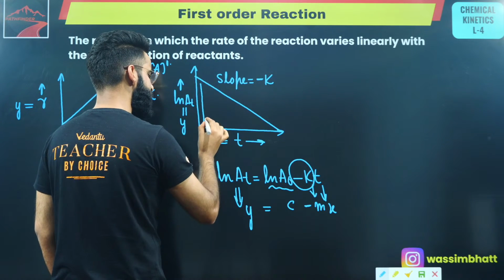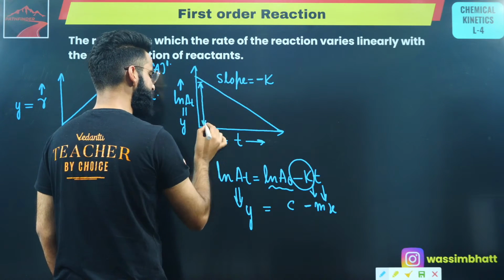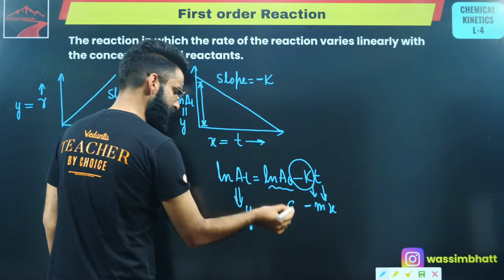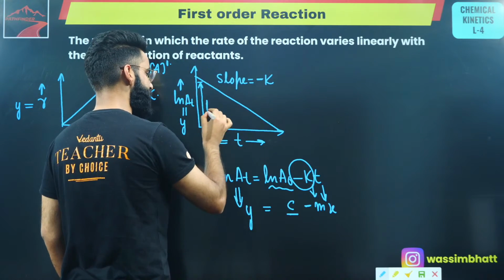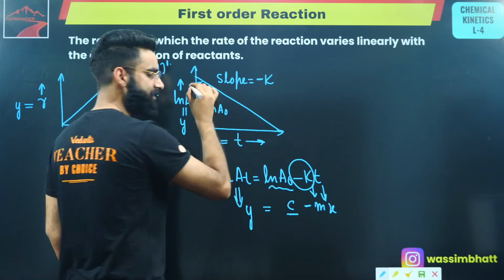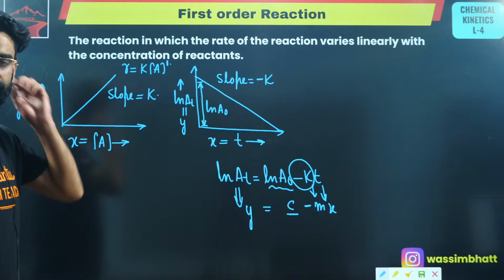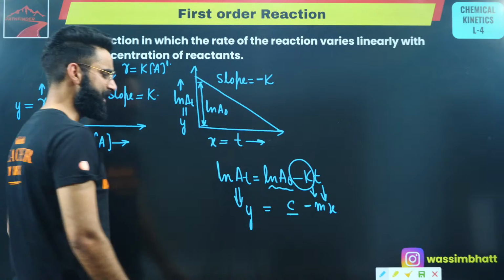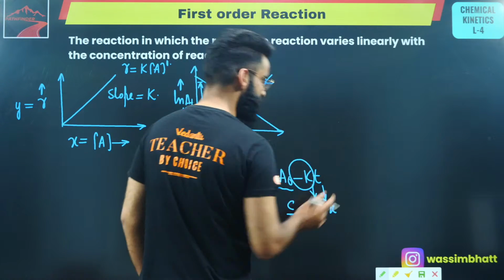If I talk about this intercept, intercept means the distance from the origin to the point from where the curve starts, which is denoted by c, and the c value over here is ln of A naught. So this is the intercept of the curve over here. This is one more curve which we have drawn. Okay, let's make one more curve.